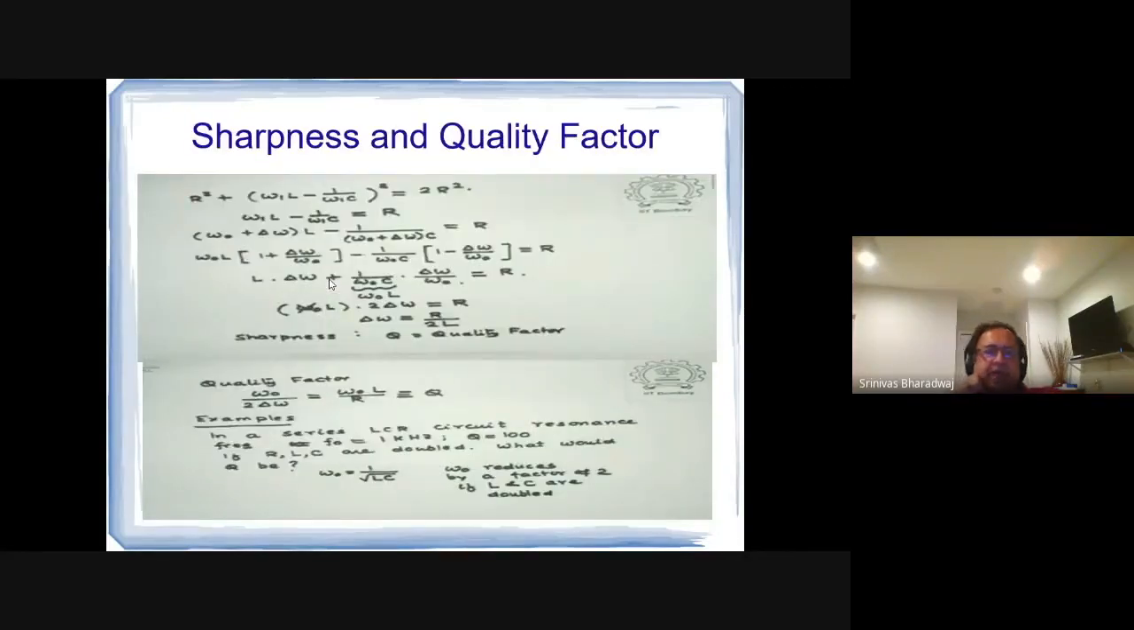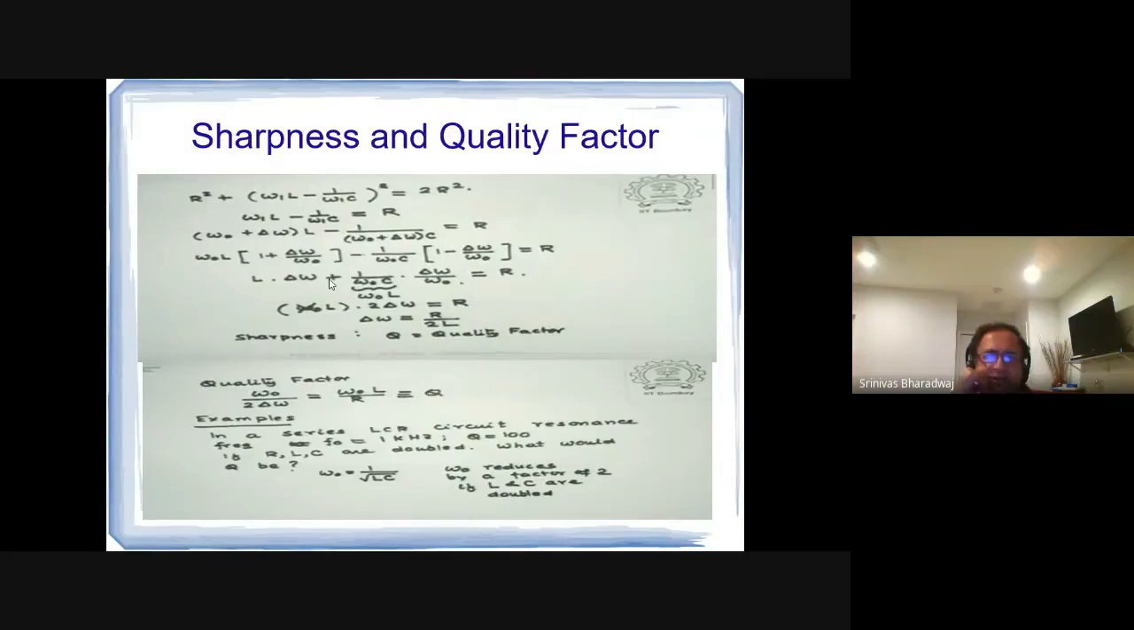So that is the bandwidth, and therefore you end up with these two terms: sharpness and quality factor. Okay, so now quality factor is omega naught divided by 2 times delta omega. Delta omega is related to this R by 2L. Delta omega is related to the width of that band, right? Therefore, quality factor is omega naught by 2 times delta omega. Delta omega is R by 2L, right? So now you have sharpness, then you have quality factor.